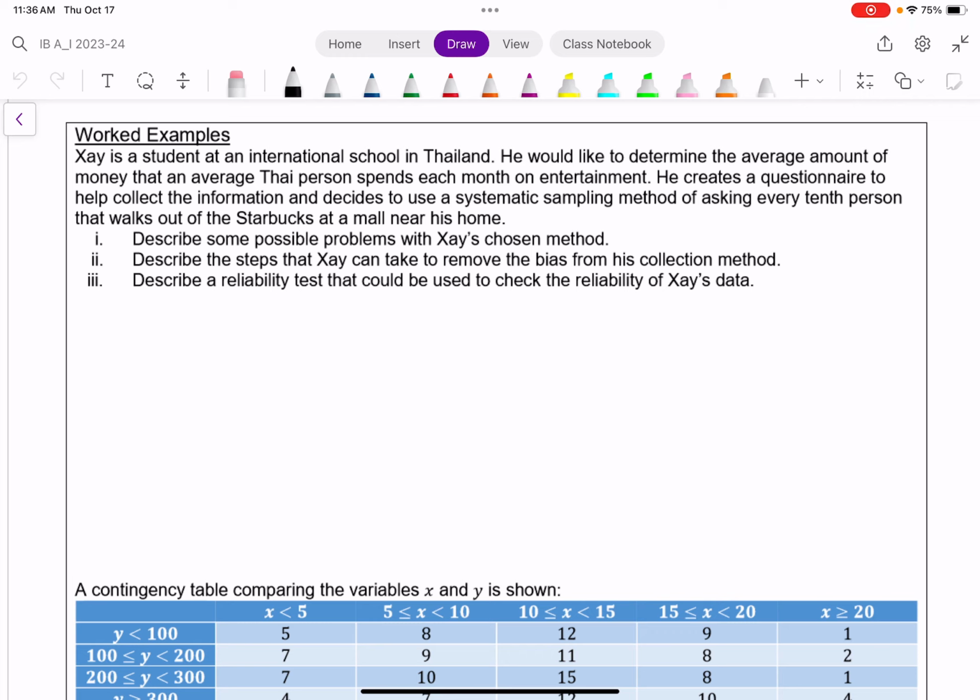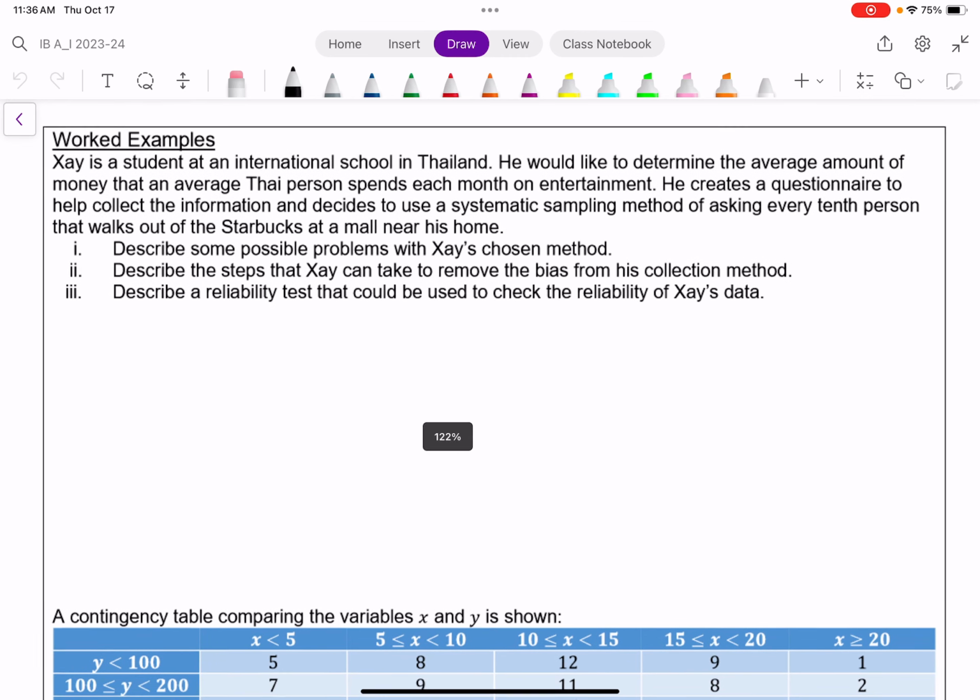So we have a student in Thailand who wants to determine the average amount of money that a Thai person spends each month on entertainment. He creates a questionnaire to help collect information and decides to use a systematic sampling method of asking every 10th person that walks out of a Starbucks at a mall near his home. All right, so keep in mind, a systematic sampling method is where we ask every, in this case, 10 people in some sort of location or locations.